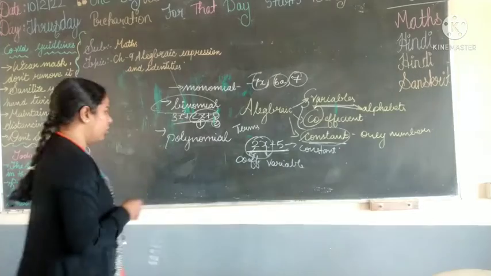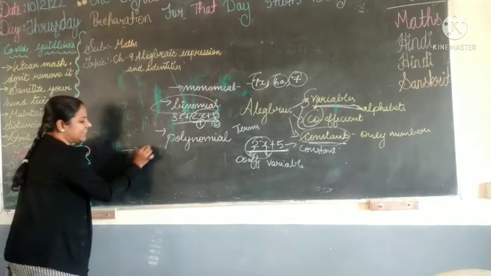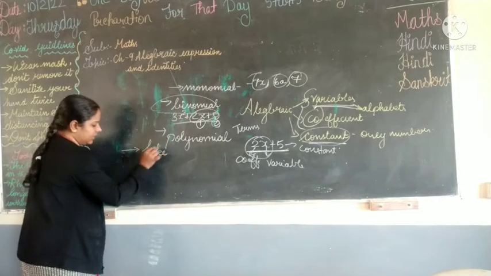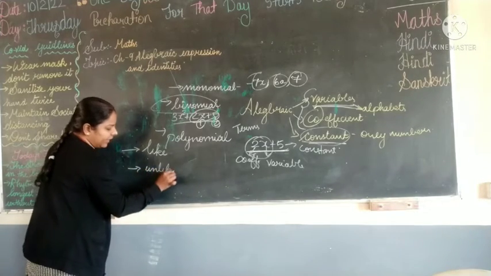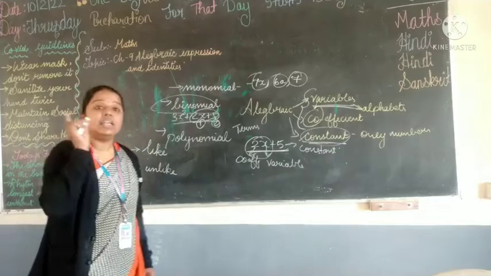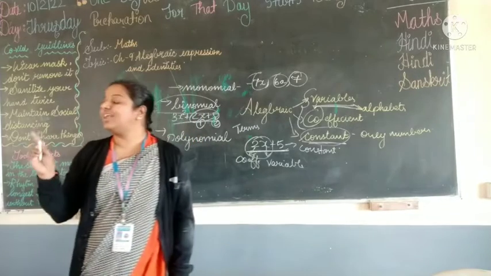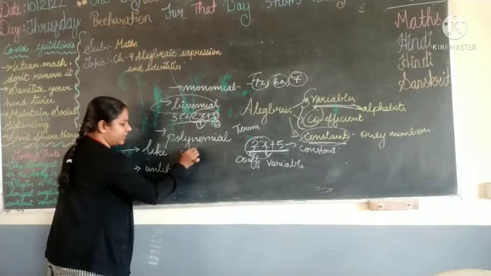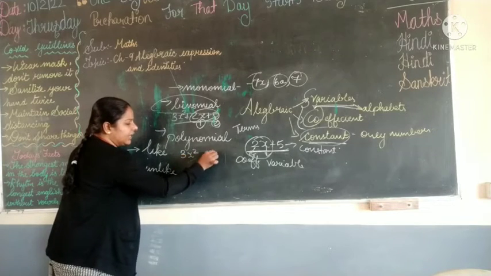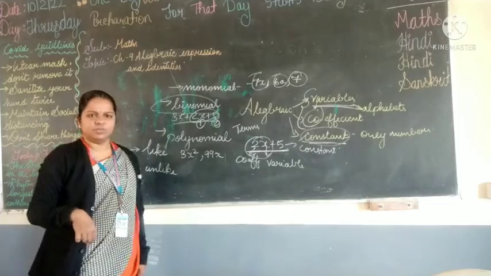Now we are going to see about like terms and unlike terms. When the variable and degree are the same, we call the terms like terms. For example, 3x square and 99x. Is it like terms? No.